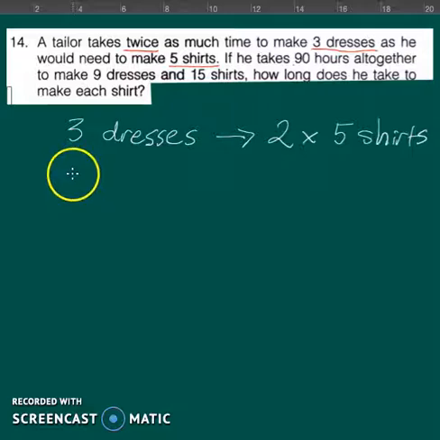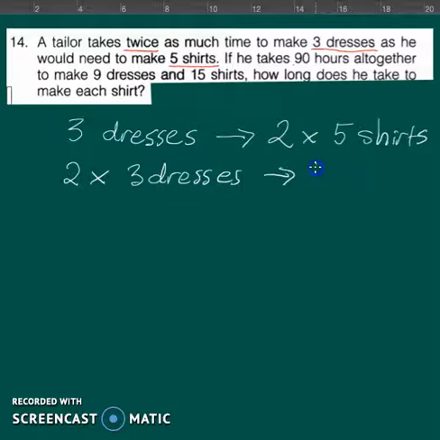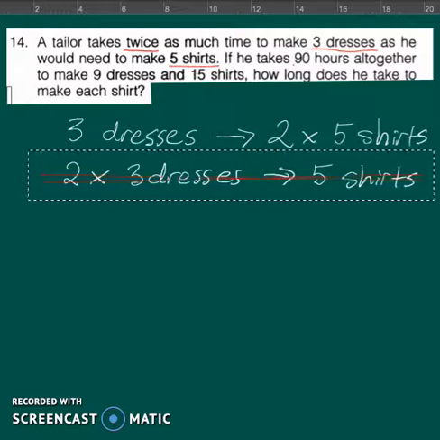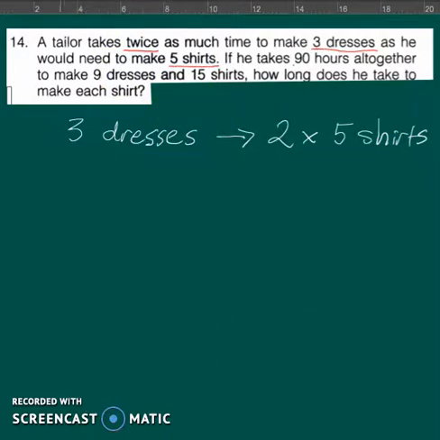So don't accidentally get it the other way around. The wording kind of makes it look like it might be this. So if you don't read it right, you might think that it says it takes twice as much time as it does to make 3 dresses to make 5 shirts. But that one's wrong. So we're just going to erase that. Okay, so let's get started.